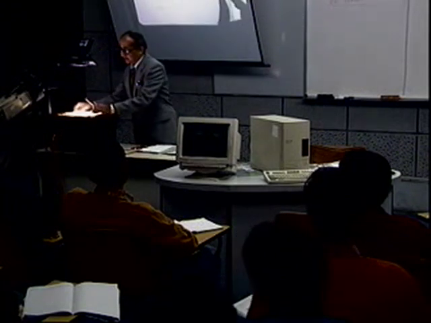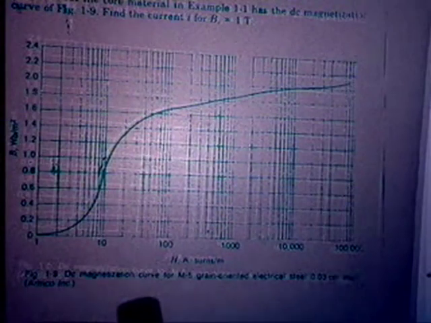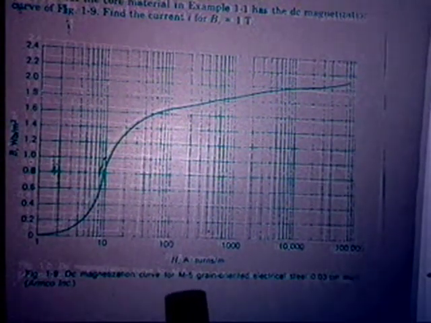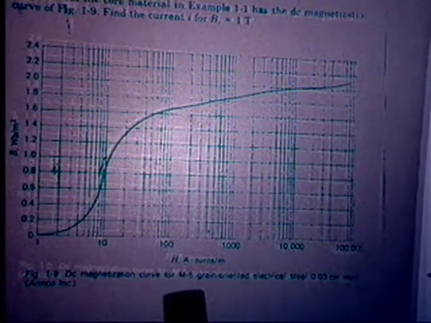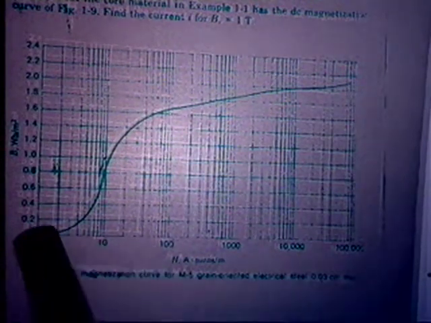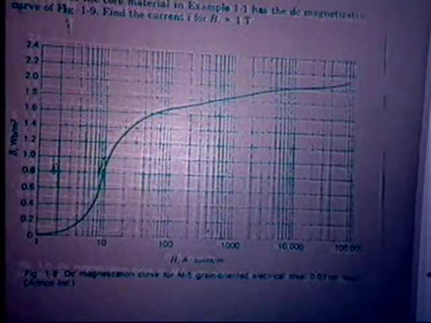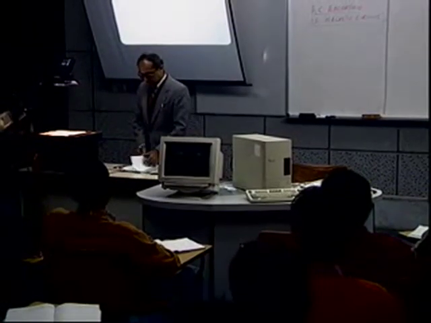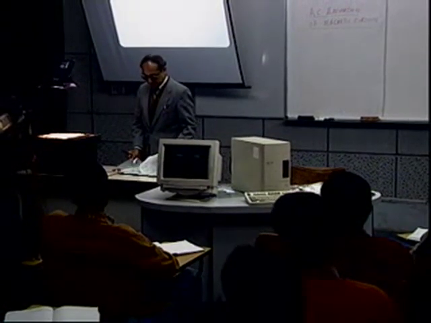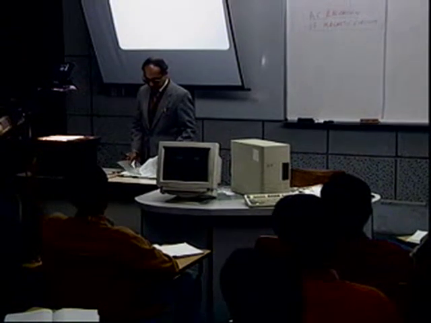This is a DC magnetization curve of one of the materials. It's called M5. This is one of the trade names, M5 grade silicon steel. This is the magnetization curve of these materials. Okay, and these will be made available to you so that you can use them for any of these calculations.